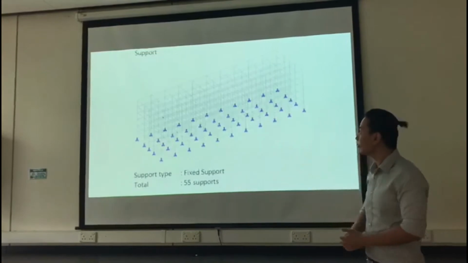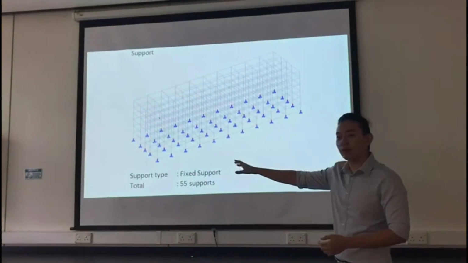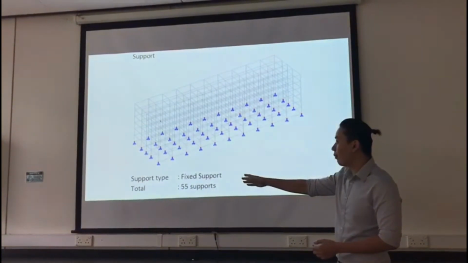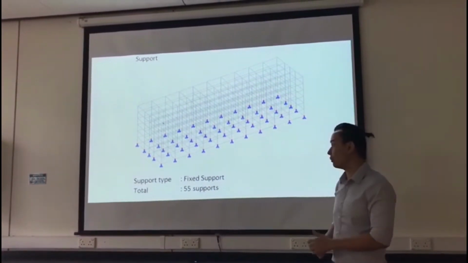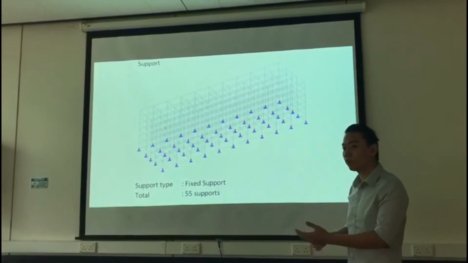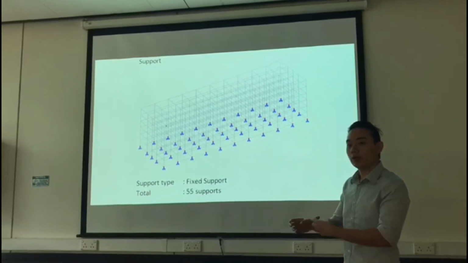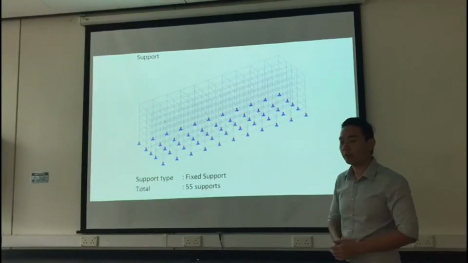Next slide. And here are the supports that we have at the bottom of the structure. For the support type, we chose fixed support, and in total we have 55 supports. Why we chose fixed instead of roller is because with a roller, it will move horizontally. So fixed, it will be fixed there, so it will be stable.